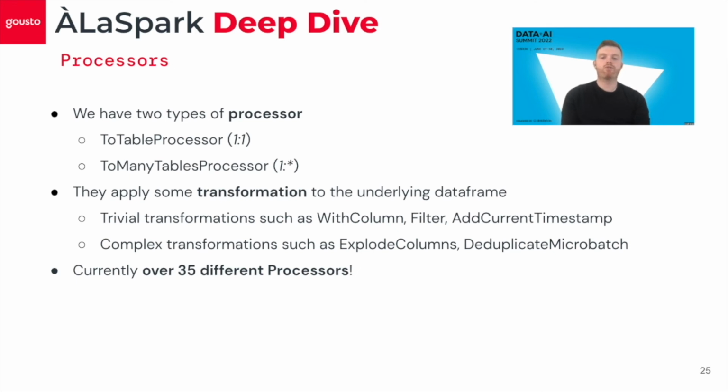Some processes are trivial, such as adding a column, adding metadata, changing the partitioning, or filtering the data. Others are more complex, such as performing a union or a join. We also provide some streaming specific processes, such as deduplicating microbatches on a set of keys. This is especially useful for processing CDC data with multiple updates on the same record within the same microbatch.